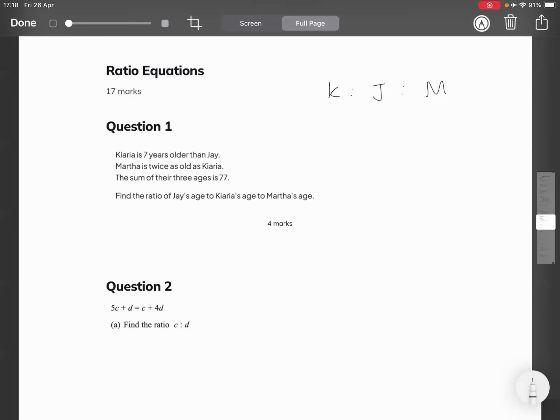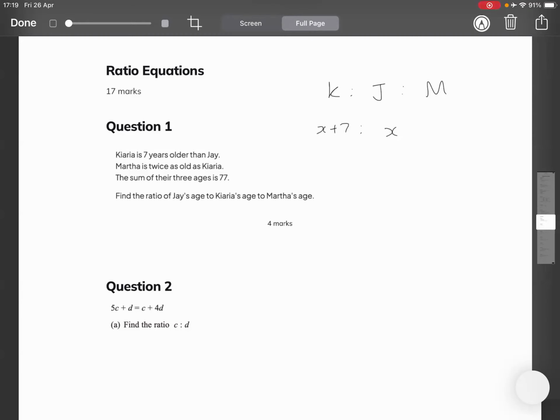So let's put Jay as X. If Jay is X, what is Kiaria's age? 7x? No, come on, man. It's not times, it's X plus 7. Don't be lazy and just think the quick option. Think about it.